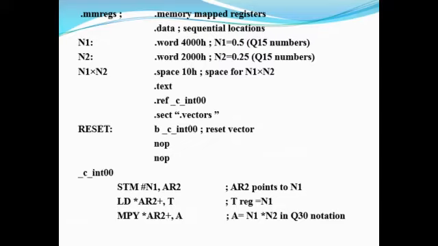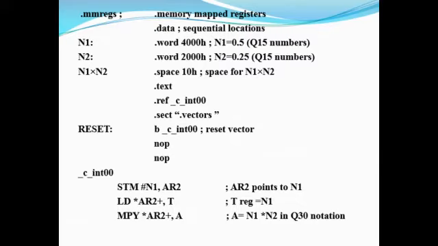Then .global _c_int00. So this is the reference we are going to consider. Then we are going to point to n1. So AR2 is the register we have considered here. Any register can be considered, from AR2 to AR7, and we have chosen AR2. So that is pointing to n1, storing the value in n1 which is pointed to by AR2.